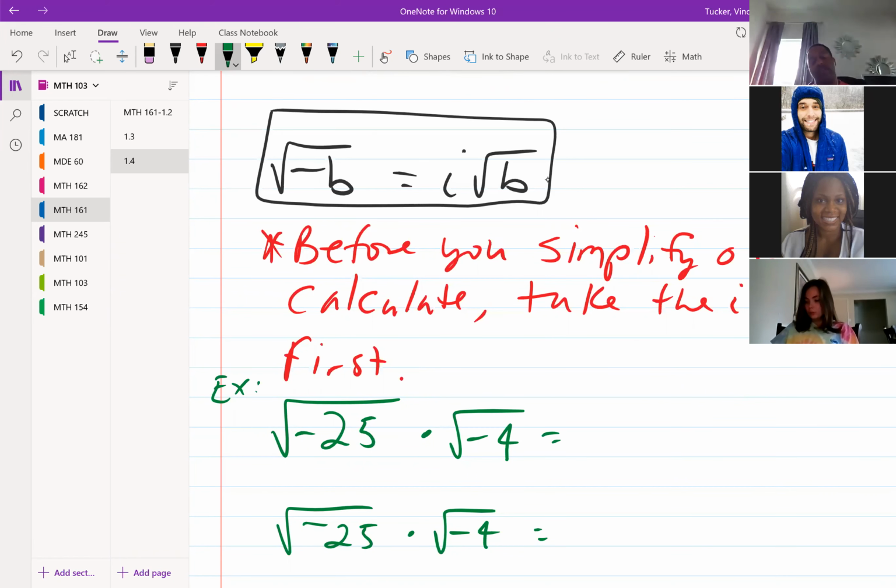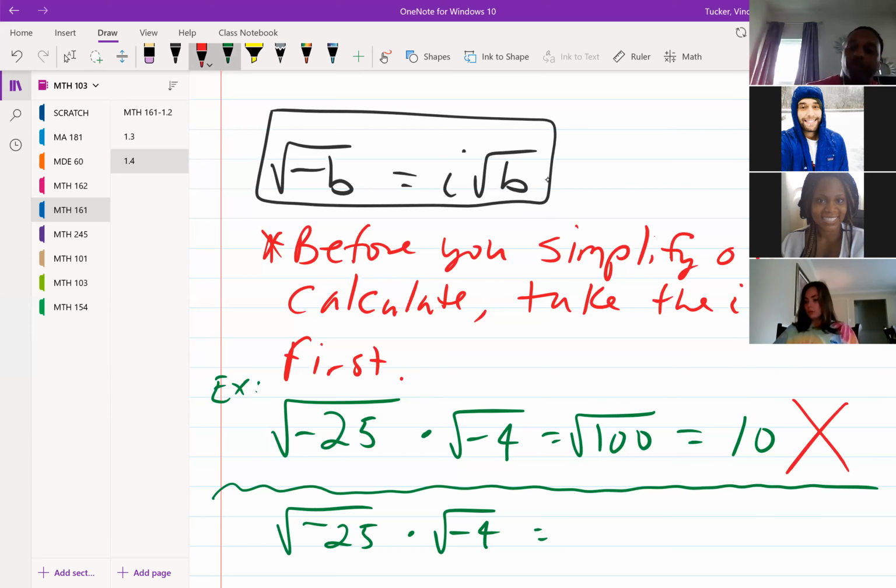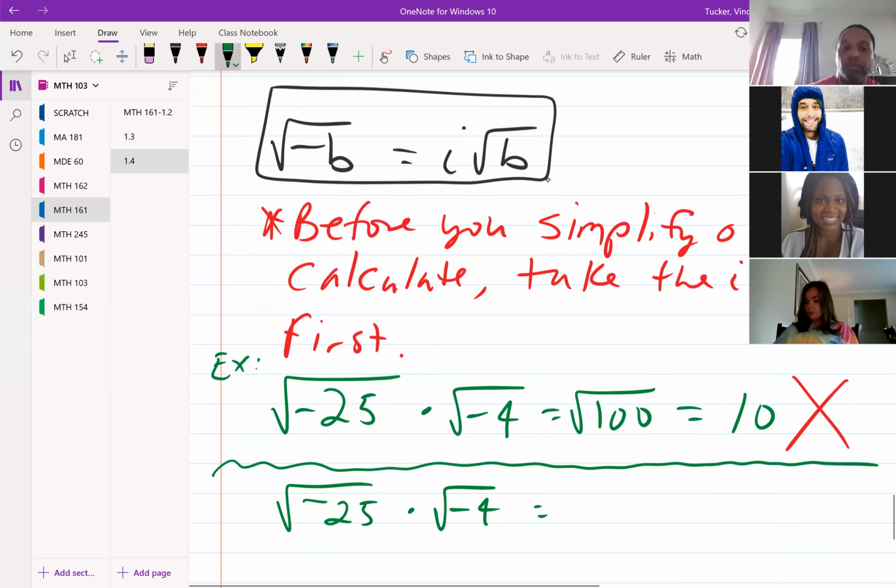All right, so let's say I had the square root of negative 25 times the square root of negative 4. If I did not take the i out first and just calculated or multiplied it, the square root of negative 25 times the square root of negative 4 would be the square root of positive 100, right? Negative times a negative turns positive. Square root of 100 would be 10. And so this would actually be incorrect. So the first thing we need to do is to bring the i out.